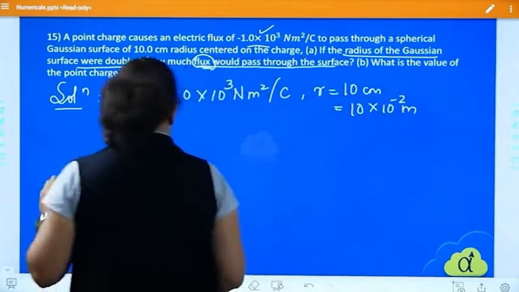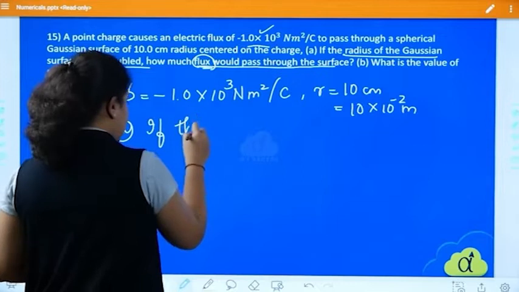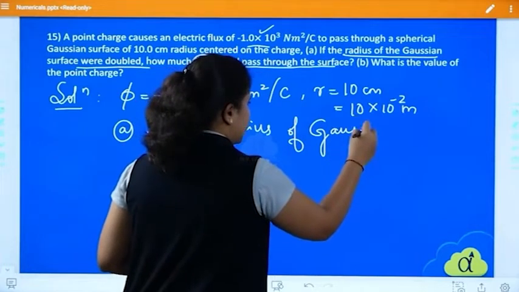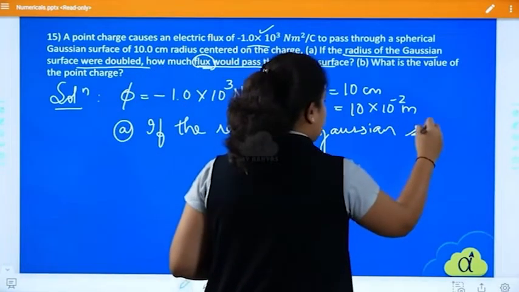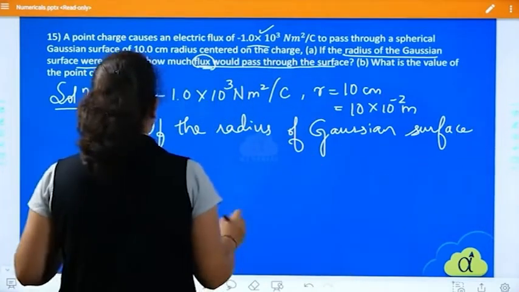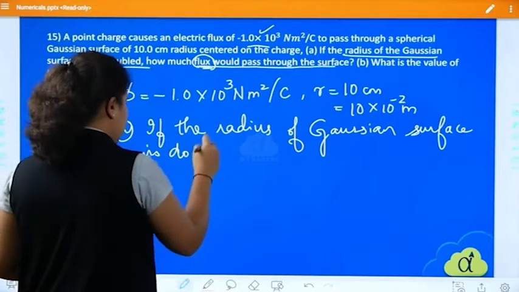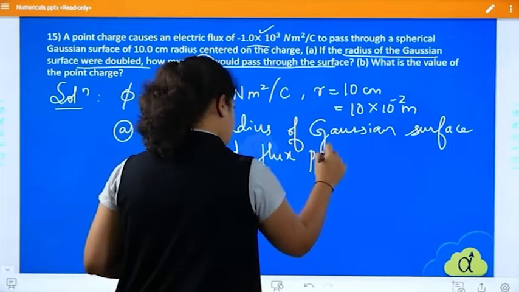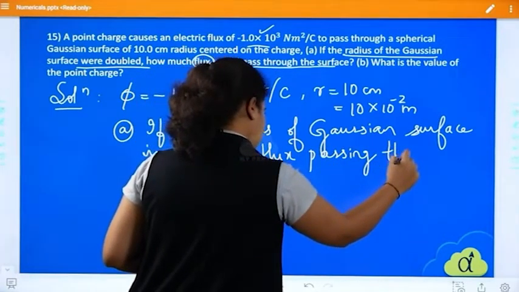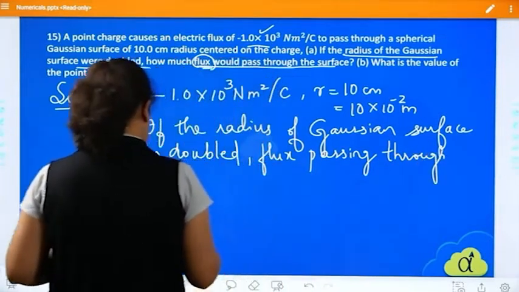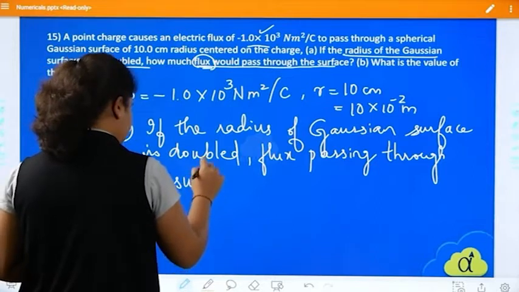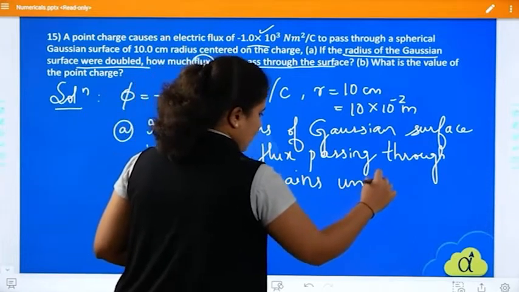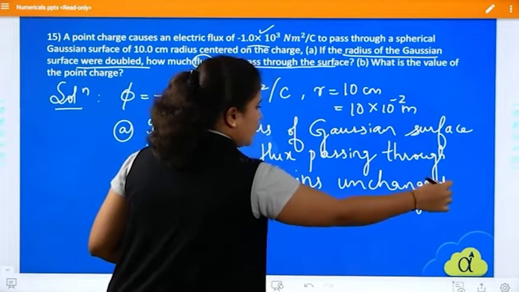Okay, so for the first answer you can just write: if the radius of the Gaussian surface is doubled, then the flux passing through the surface remains the same, unchanged, constant. Why? Because it completely depends on the charge.